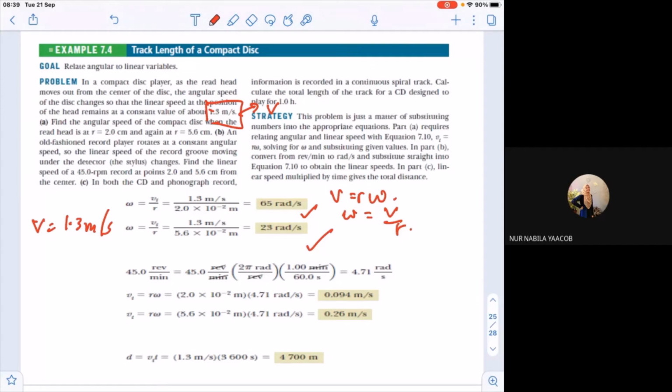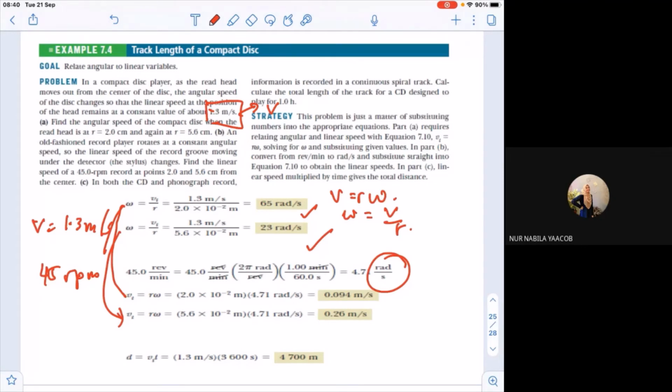So that should be your R. In order to do that, you need to convert it first to radian per second, because now we have RPM. Again, 45 RPM, revolutions per minute. You need to convert it to radian per second. Then of course the question asks you about the linear speed. The linear speed V equals R omega.